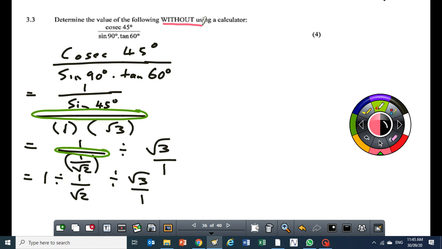Then, this 1 over sine 45, okay, it's a fraction. But sine 45 is also a fraction. So I put 1. This 1 here is that 1. Okay? Then, what is sine 45? It's 1 over square root of 2. So we have another division line that we have to convert to a division sign, which is that one. Okay? So we end up having 1 divided by 1 over square root of 2.